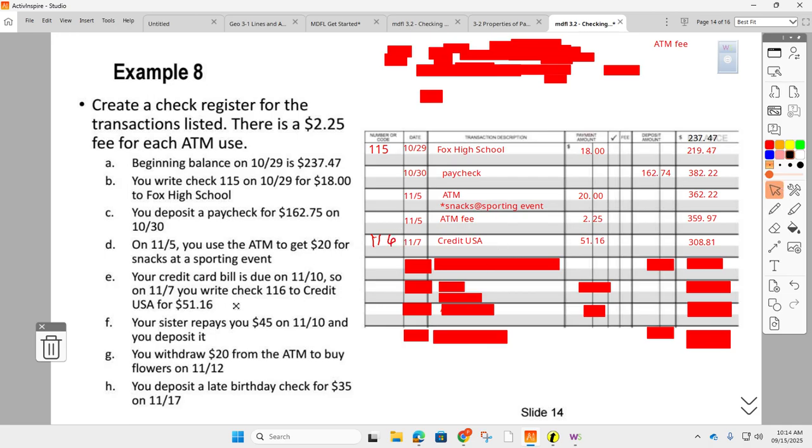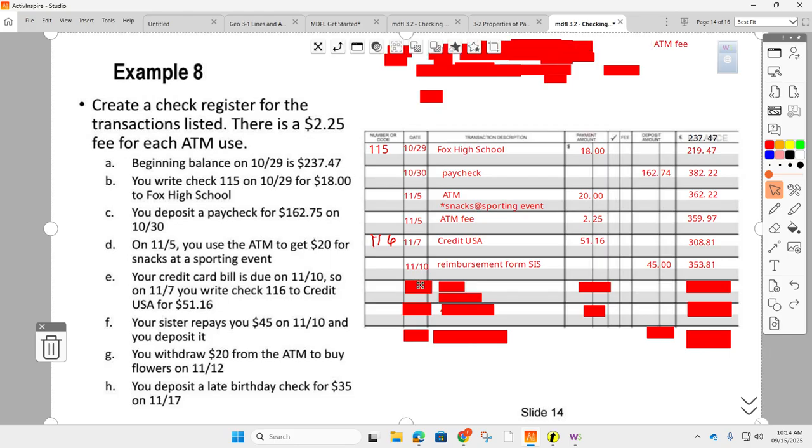Next one is your sister writes you a check. If someone gives you a check, you don't put the check number, right? But it is a deposit. You put where you got the money from, the date you got it, and you add that amount to your balance. Another ATM fee. We're going to make sure we give ourselves a note what that charge is for. Put the deduction in our column, the payment column.